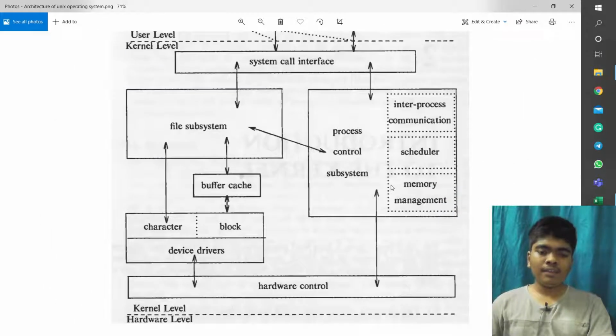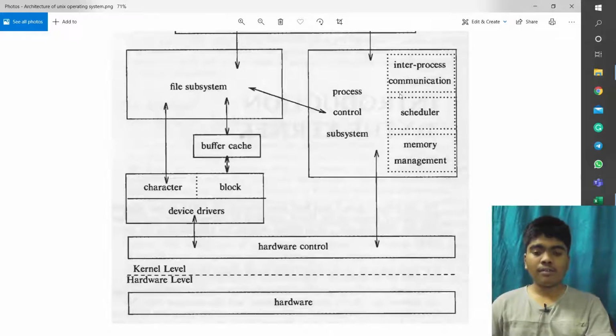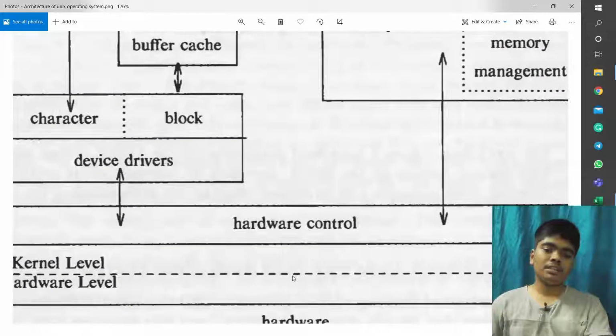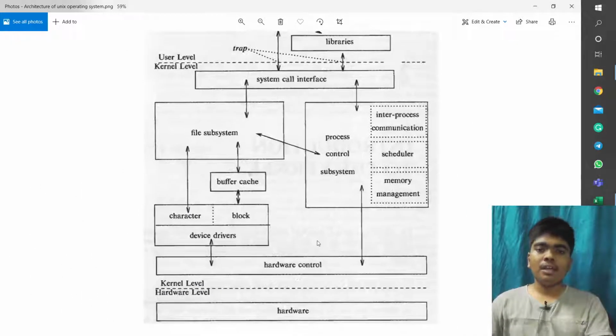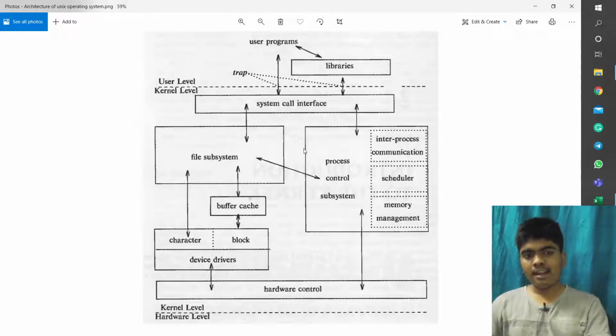And then finally we get into the hardware control. It will gain some hardware control along with the device drivers and also with the process control subsystem. Along with these three functionalities it will get back to the hardware control, and from the hardware control it will give the output to the user with the help of the hardware. So the hardware level is nothing but giving some output to the user. This is the basic understanding of the architecture of a Unix operating system.